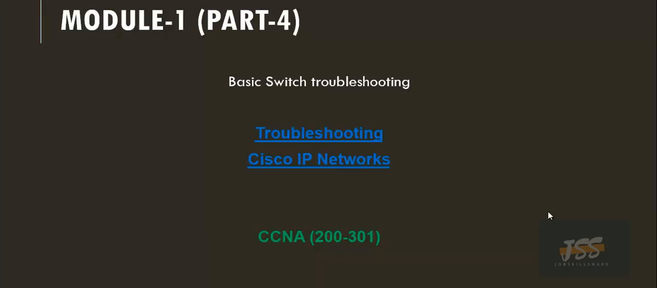And this is module 1 part 4. We are discussing basic switch troubleshooting in this module. Our basic purpose is to learn basic switch troubleshooting in the section on troubleshooting Cisco IP networks. So we are following the Cisco CCNA 200-301 course.